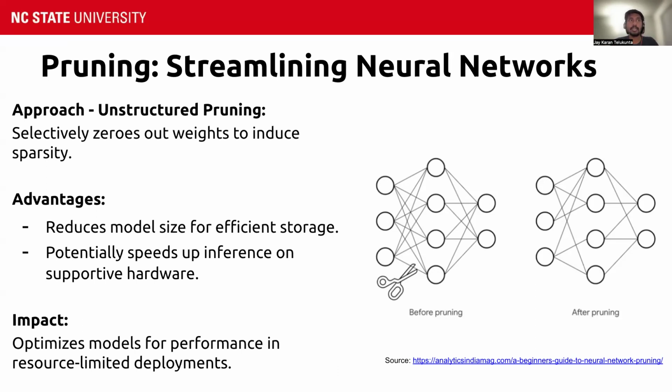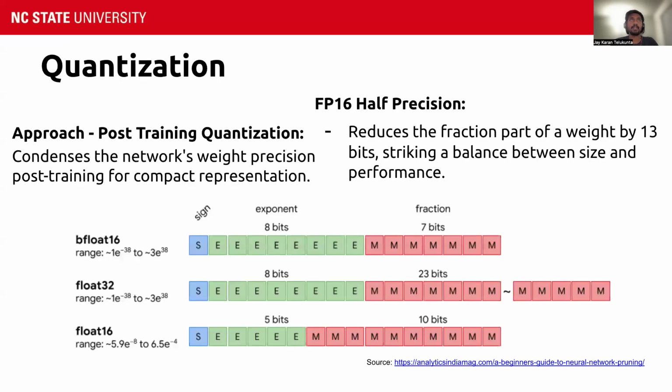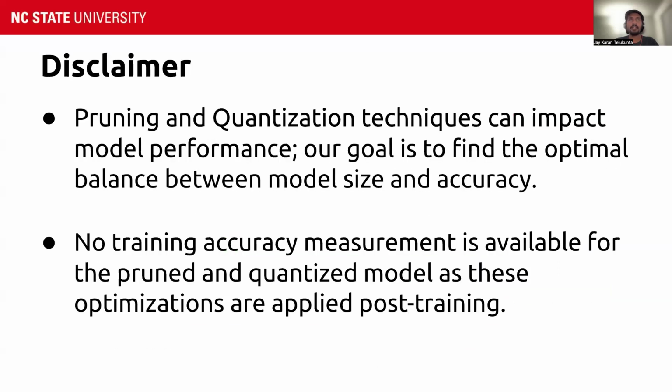So inference time would be improved in this case. With regard to quantization, we have taken FP16 half precision. All the FP32 weights have been converted into FP16. Disclaimer is that we have applied everything after the training, so we don't have any separate training accuracy for the optimized models.